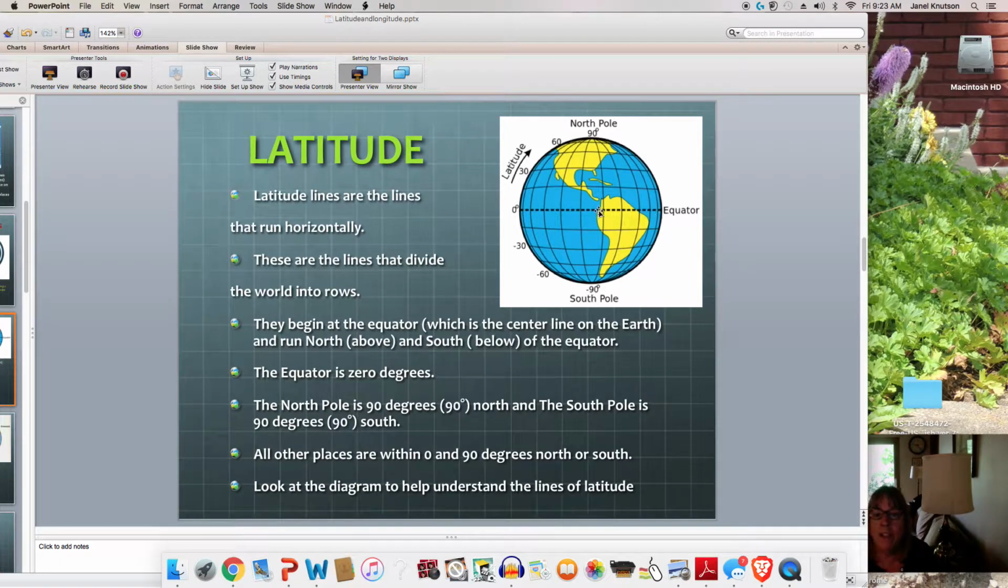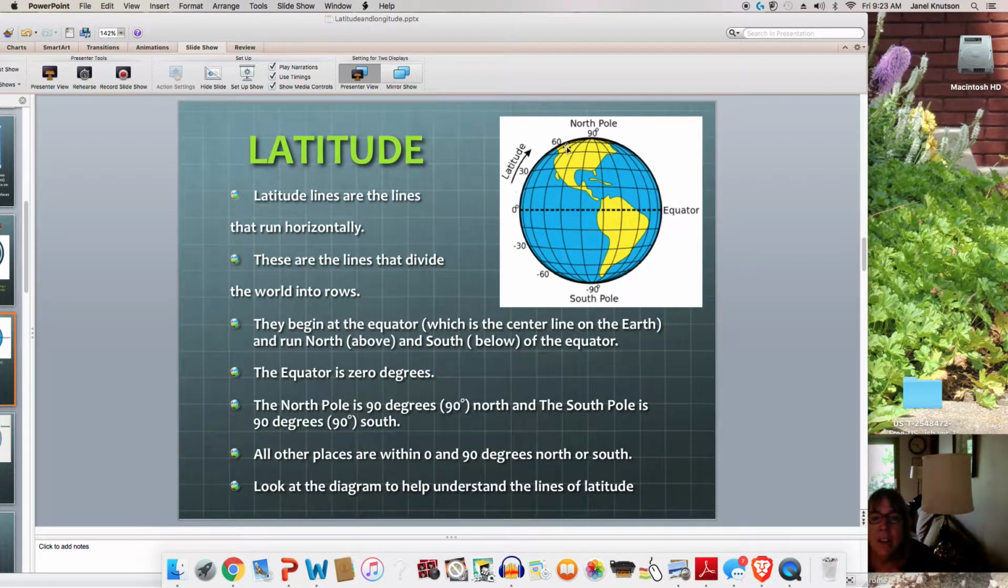The equator is the middle, so it's 0 degrees. See this right here, 0 degrees. The North Pole is 90 degrees. And the South Pole is 90 degrees south. All other places are between 0 and 90. Look at the diagram to help understand the lines of latitude. Okay, let's look at it. So here's 0 degrees latitude. And then going up, this would be 15, 30, 45, 60. And then we get to 90.